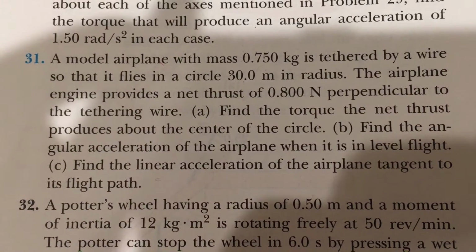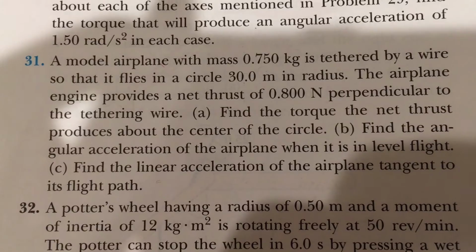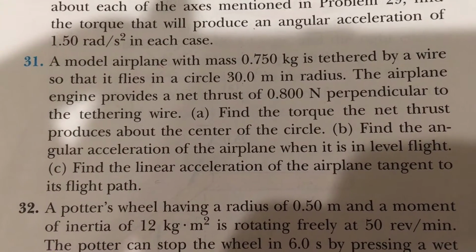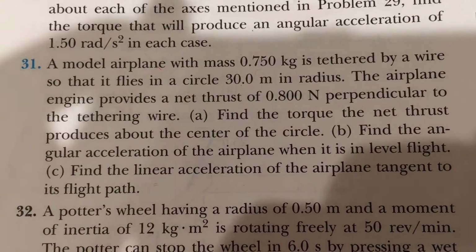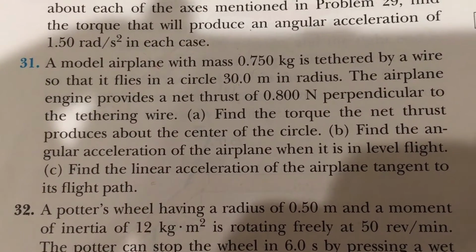Number 31. A model airplane with mass 0.750 kg is tethered by a wire so that it flies in a circle 30 meters in radius. The airplane engine provides a net thrust of 0.8 newtons perpendicular to the tethering wire.